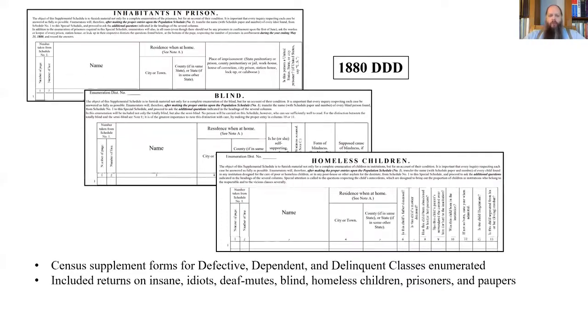There was a separate schedule for the insane. There was a separate schedule for idiots, those who were deaf mutes, those who were blind, homeless children, people that were in prisons, both state and federal, and finally, indigent or paupers that were part of this return. All of this information was recorded in 1880 as a supplemental form of the census that's made available for the entire United States. It can be acquired the same way you look at the regular US Census returns. Many of these have been digitized and they're available online on many of the pay sites.